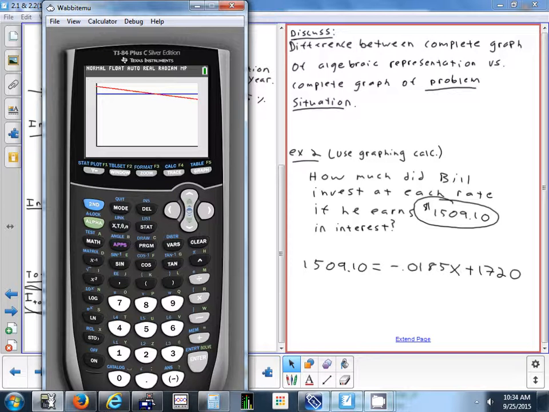So that blue line represents the 1509.10. That's a constant horizontal line. The red line represents the right-hand side of that equation. And we're going to see where they cross. That's where they're equal. So second calc, intersect. Pick a point on the first curve. Pick a point on the second curve. And take a guess. So the intersection is 11,400.